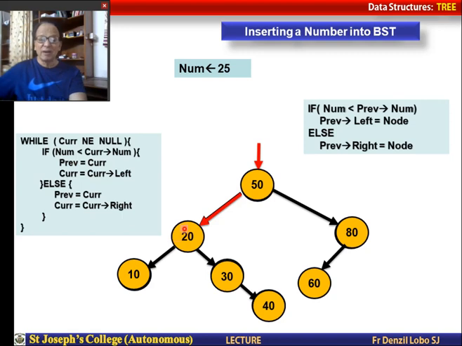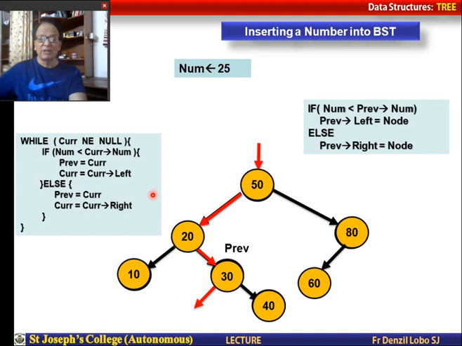Now again, I have come here, I have to ask this question, is the number less than 20? No, it is not less than, therefore this becomes previous, current is current right, so I am here now. So again the same question, is the number less than 30? Yes, it is less than 30, therefore this becomes previous, and as you see, current is pointing to null.